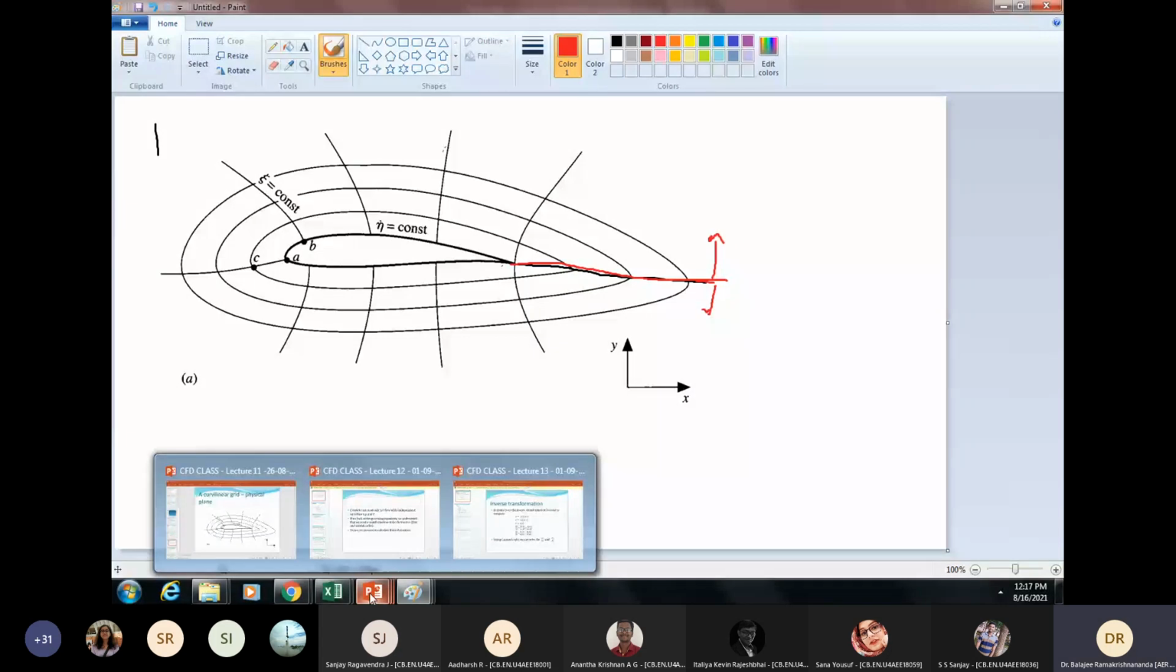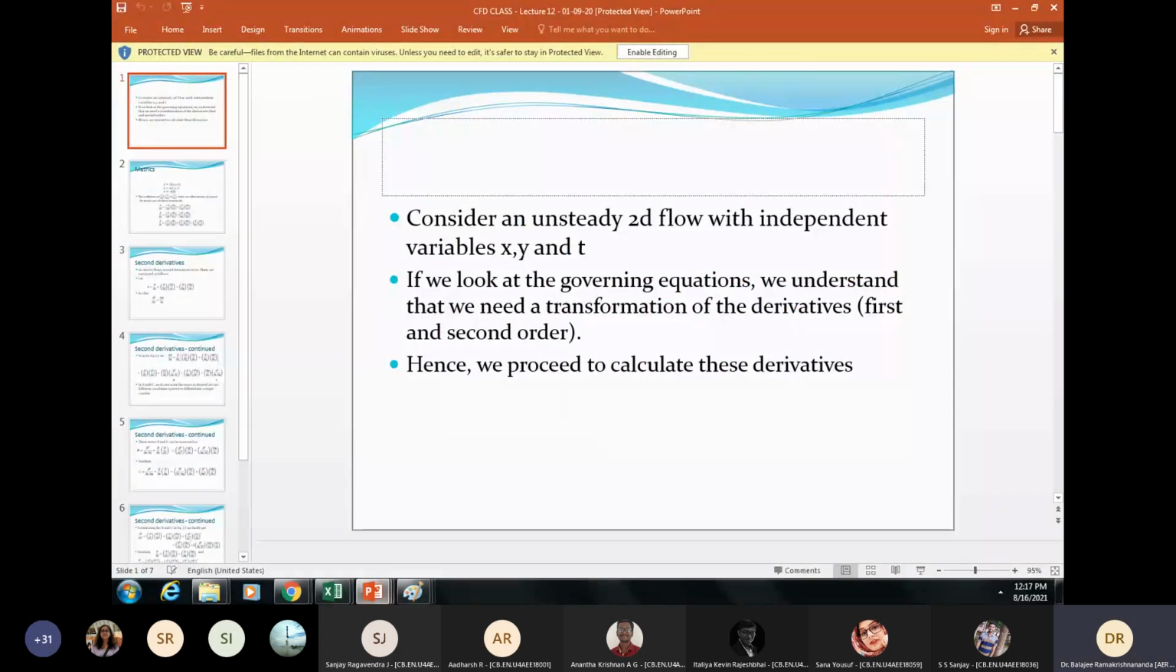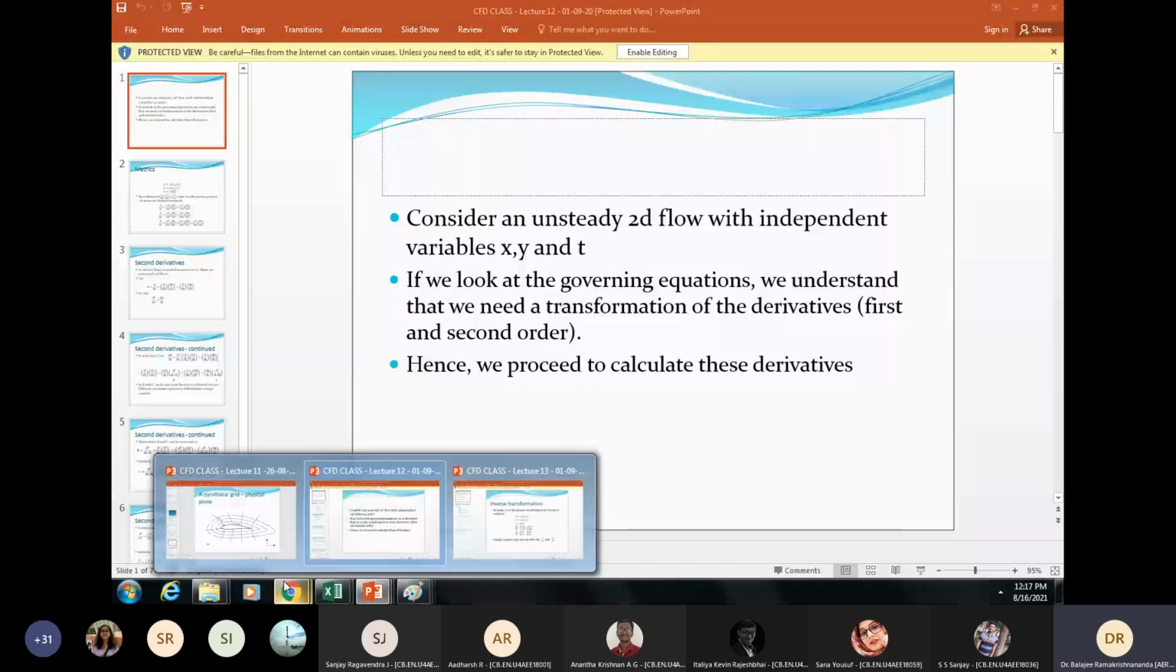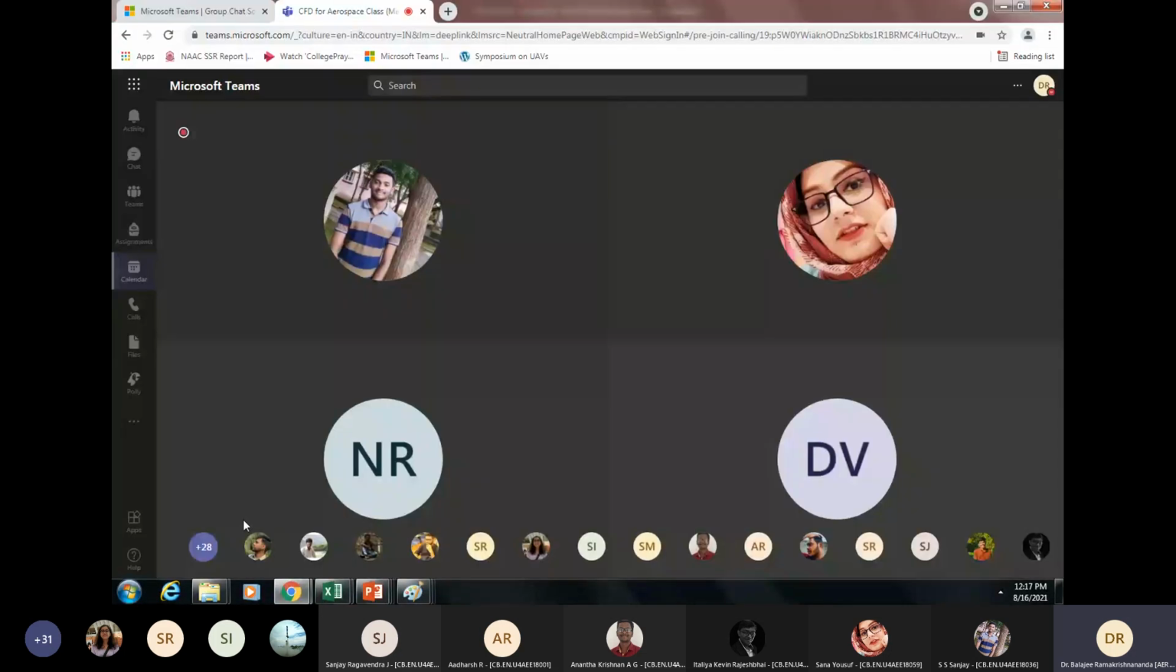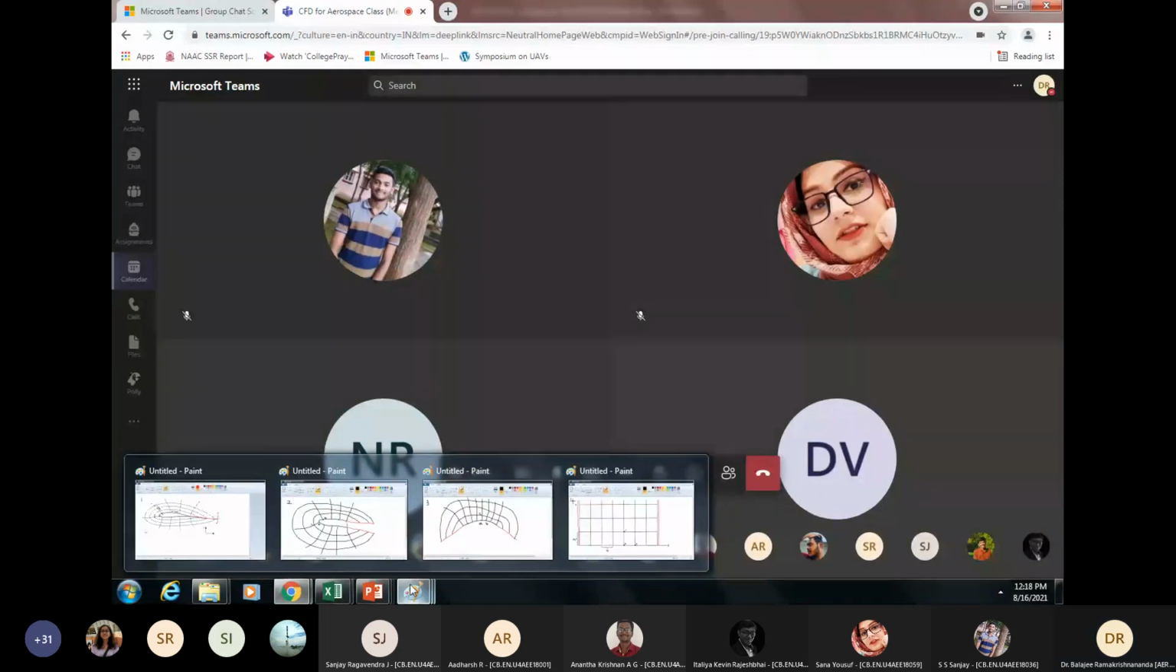Hmm? I just gave the answer some time back. Others, any idea? Why do you need this process? Others, yes, sir. Why do you need this to make it rectangular?